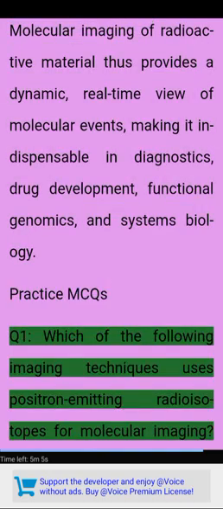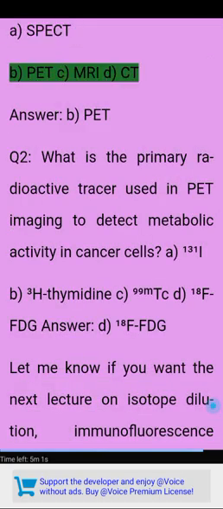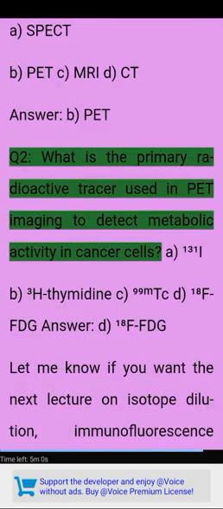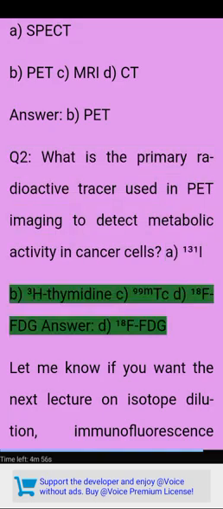Practice MCQs. Q1. Which of the following imaging techniques uses positron-emitting radioisotopes for molecular imaging? A. SPECT, B. PET, C. MRI, D. CT. Answer: B, PET. Q2. What is the primary radioactive tracer used in PET imaging to detect metabolic activity in cancer cells? A. 3H thymidine, B. 14C, C. 99mTc, D. 18F-FDG. Answer: D, 18F-FDG.